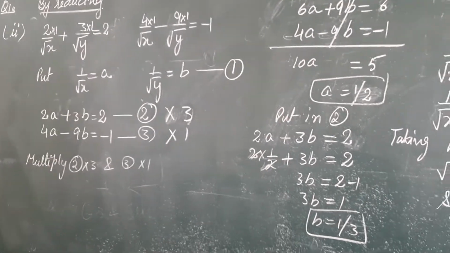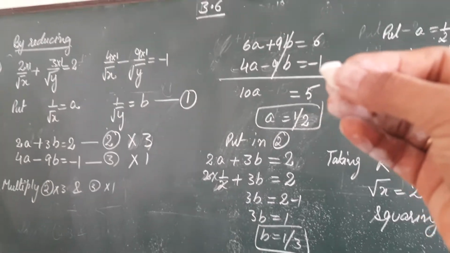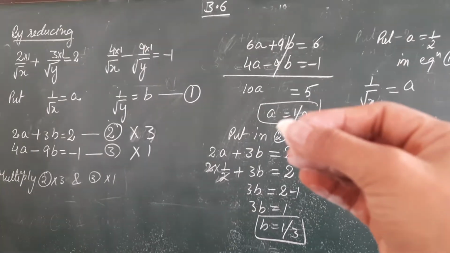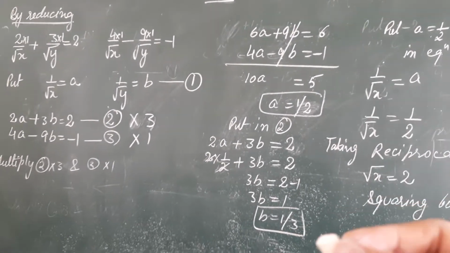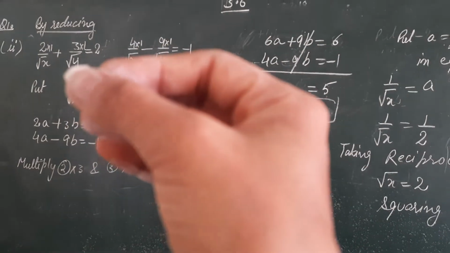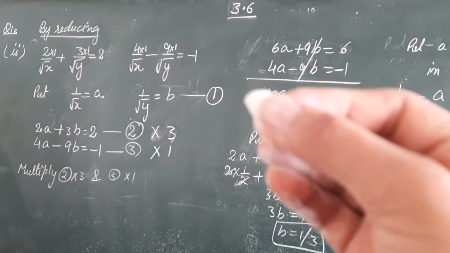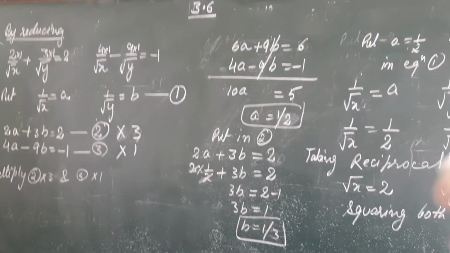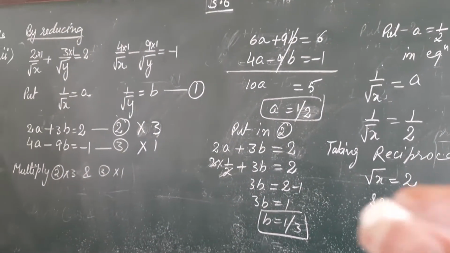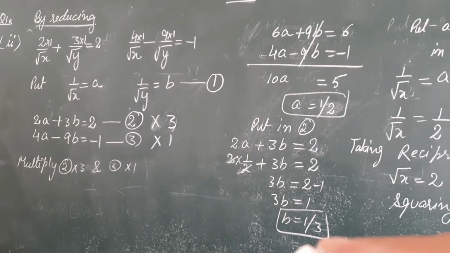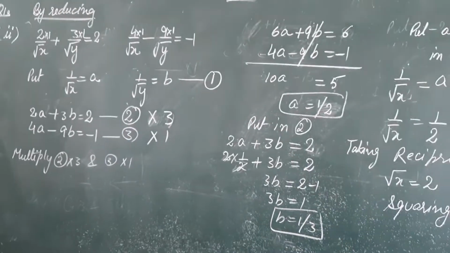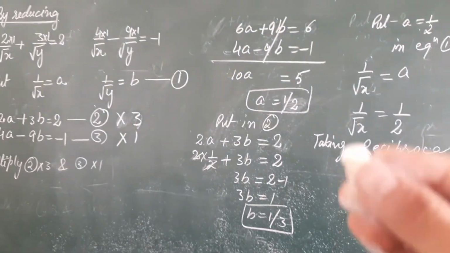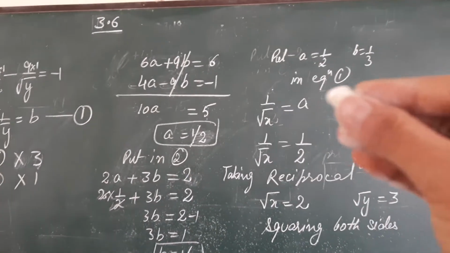So dear students, by applying elimination method, as you can see, we'll get the value of a is equal to 1 by 2 and b is equal to 1 by 3. And as I told you, because the variables used in the question are x and y, so we have to reach x and y. So for that we'll put the value of a and b in the equation from where we have started using them. So we will put a and b in equation 1.